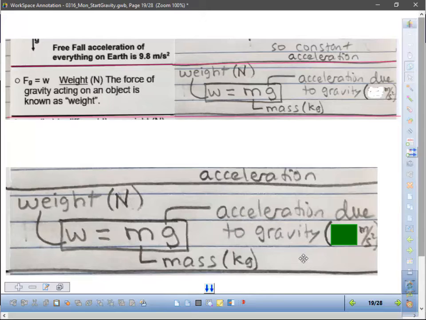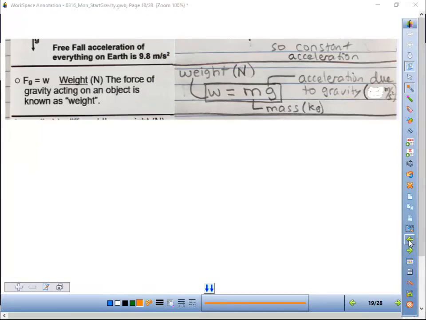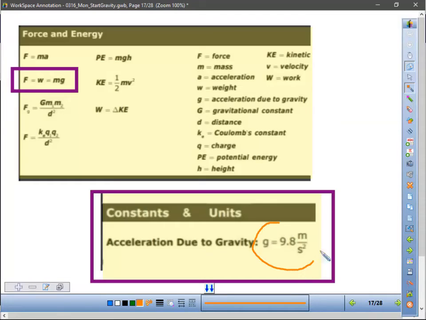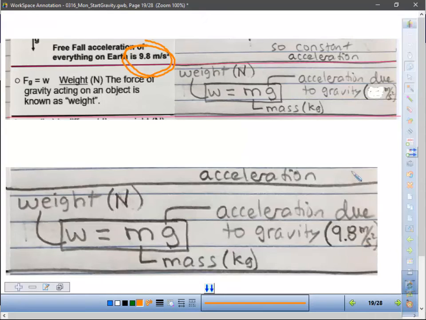Once you're done copying down, what goes in this box? Acceleration due to gravity, what number goes in here? Right, it's 9.8 meters per second squared. We've already talked about that right here. It's also on our notes right here on the yellow formula sheet. So, 9.8 meters per second squared.